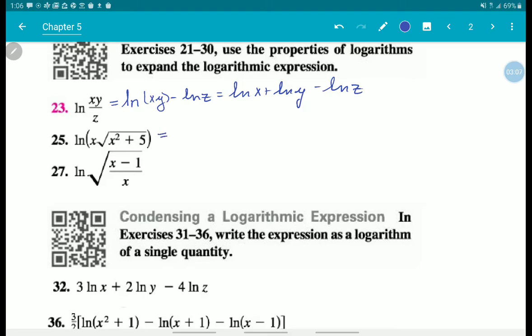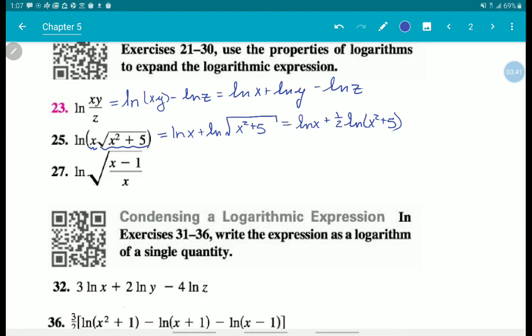25. We have x times the square root of x squared plus 5. So we could rewrite that as ln of x plus the ln of the square root of x squared plus 5. Square root's the same thing as a 1/2 power. So we can pull that 1/2 power to the front. So that's fully expanded.